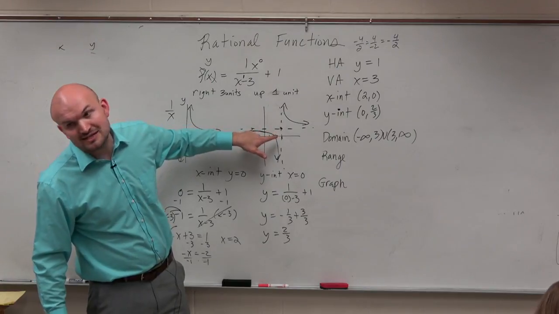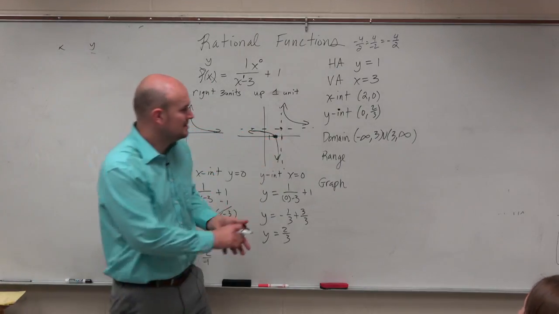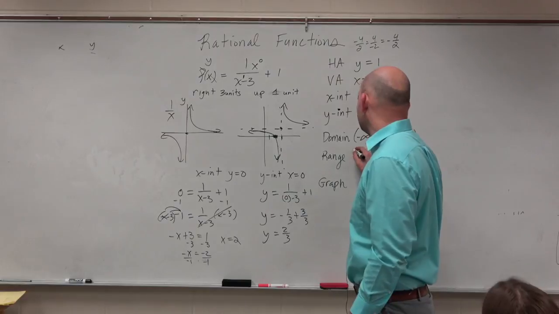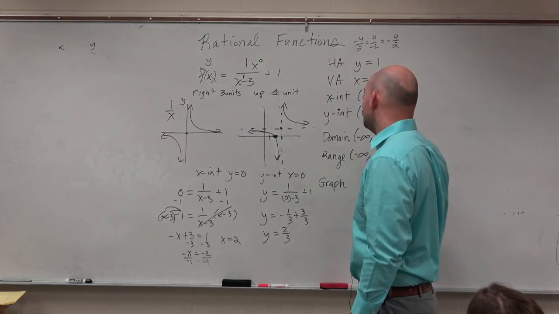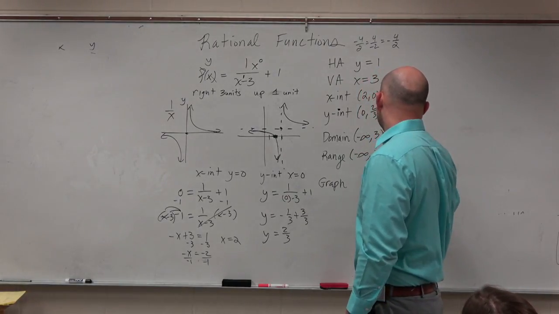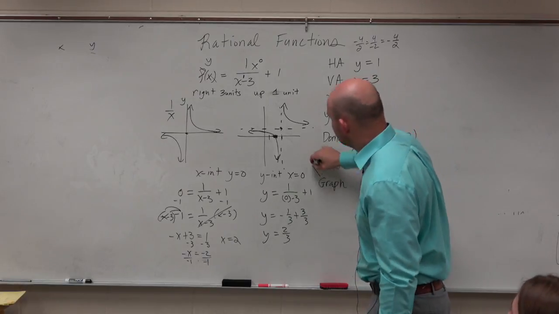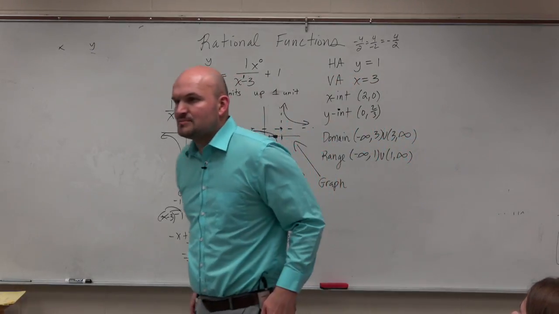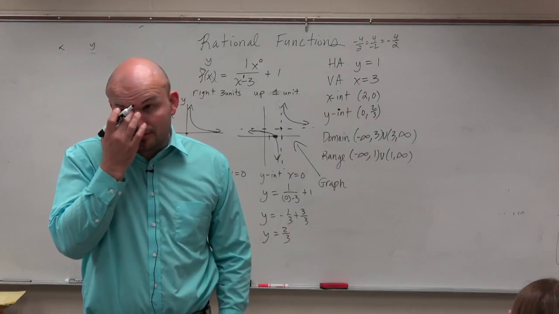But we have this horizontal asymptote. The graph does not cross, and we can see that from the graph. So therefore, this one is negative infinity to positive 1, union 1 to infinity. I already sketched the rough graph. So that's basically what I would expect you guys to be able to do.